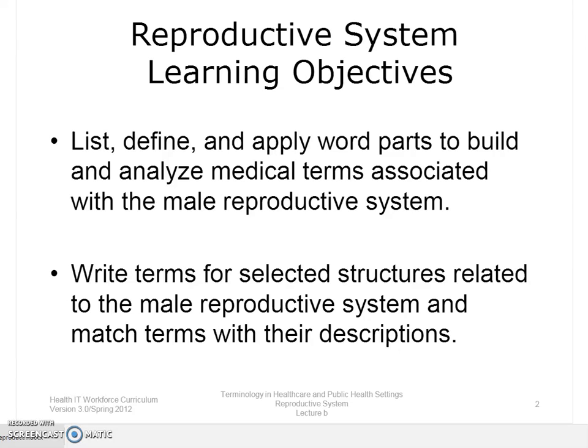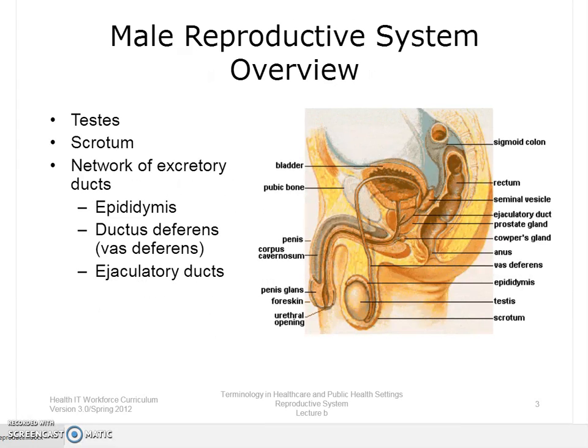The objectives for the male reproductive system are to list, define, and apply word parts to build and analyze medical terms associated with the male reproductive system, and to write terms for selected structures related to the male reproductive system and match those terms with their descriptions. Our study of the male reproductive system begins with a review of male anatomy.